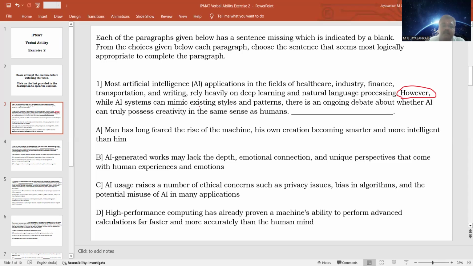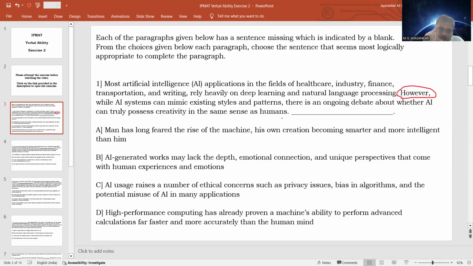While AI systems can mimic existing styles and patterns, what is mimicking? Copying. So AI systems are able to do natural language processing, deep learning, etc. But they are only copying the styles and patterns, and there is a debate regarding whether they can truly possess genuine creativity in the same sense as humans. So human beings possess a genuine form of creativity, and the author is doubtful whether AI can copy that creativity in the same manner as humans do. Everything about deep learning and natural language processing is correct, but the debate is whether AI is able to mimic the genuine creativity that humans have. So this is the second sentence.